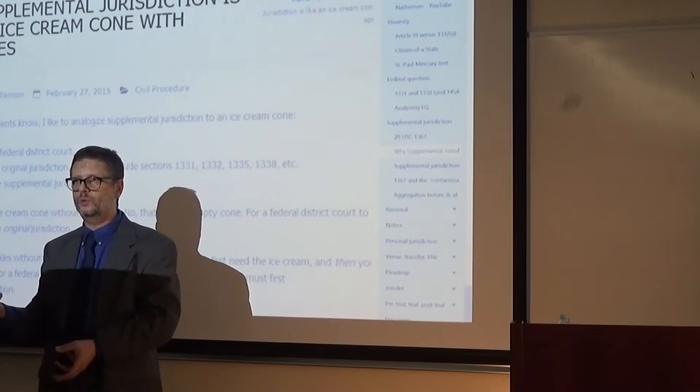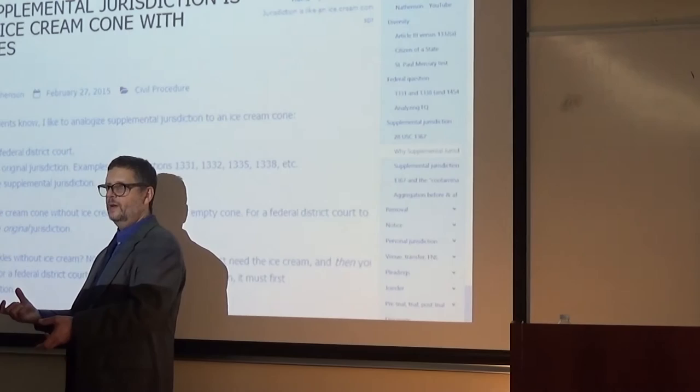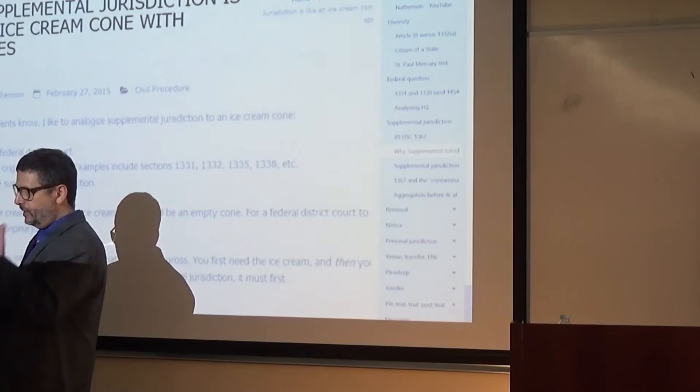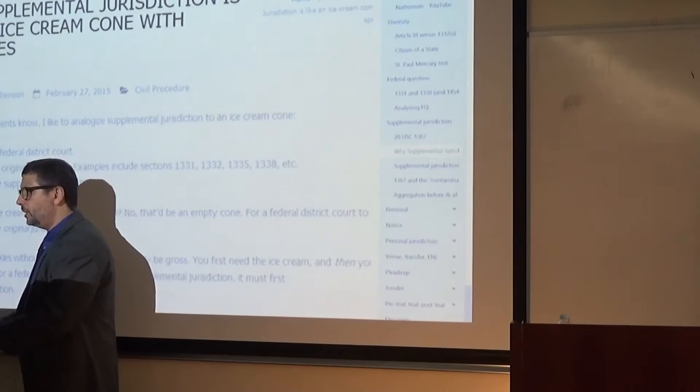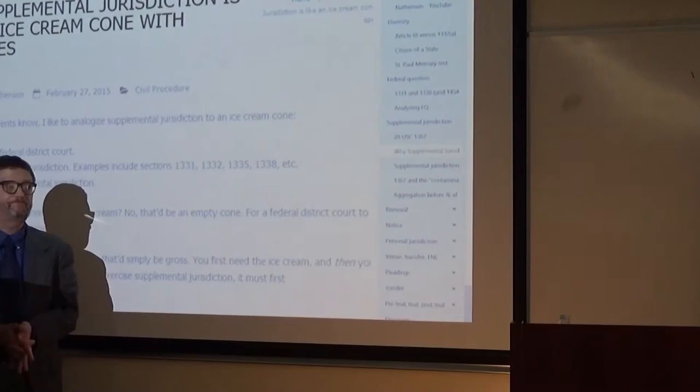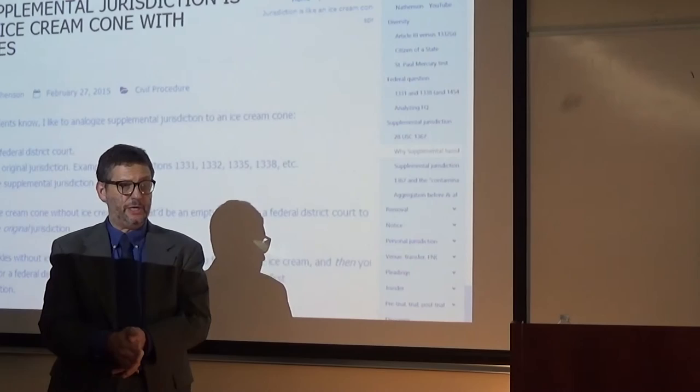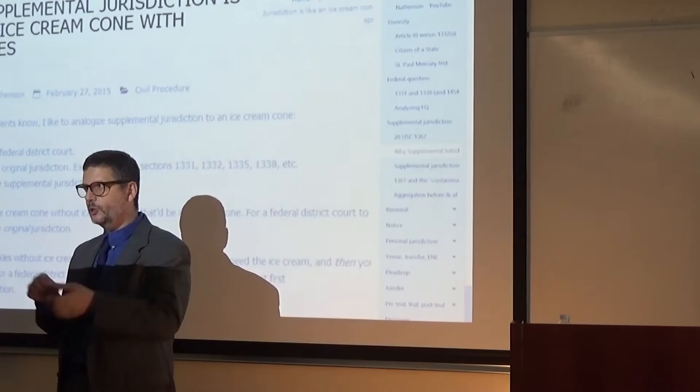Well, if the cone is the court, then the original jurisdiction is the ice cream, right? And once you have original jurisdiction and this court, in other words, once you have ice cream in a cone, you have a proper lawsuit that can be heard in federal court under subject matter jurisdiction. So, for example, if the cone is the federal court, the original jurisdiction of the ice cream could be a 1331 federal question. It could be 1338 copyright. It could be 1332 diversity jurisdiction, right? All of those statutes refer to original jurisdiction.